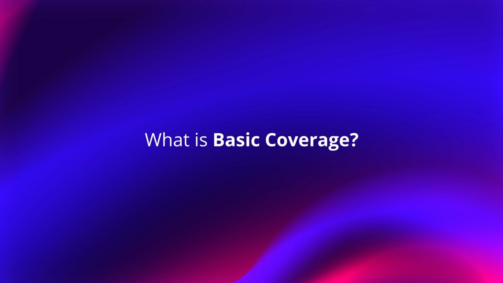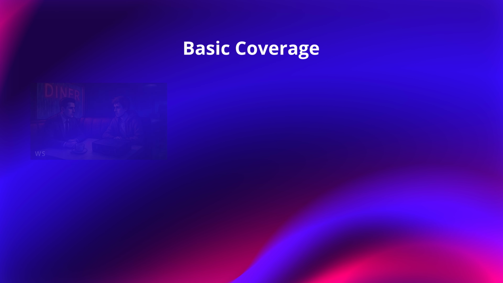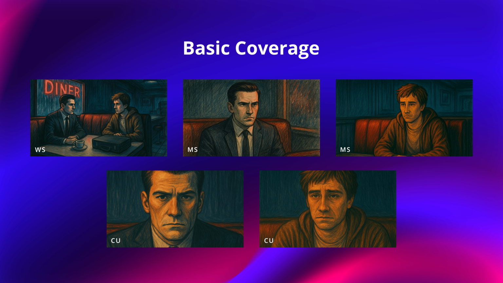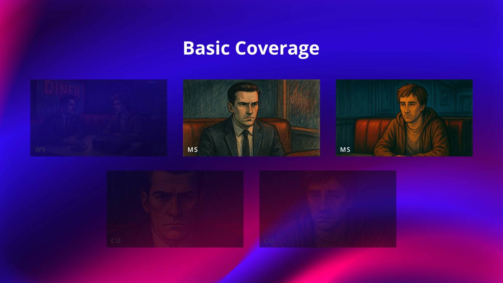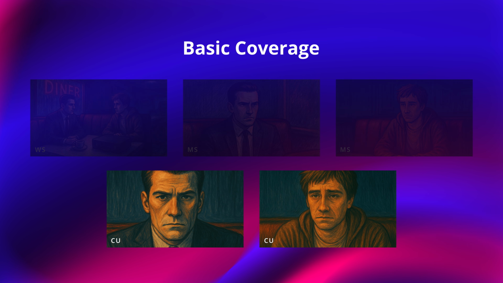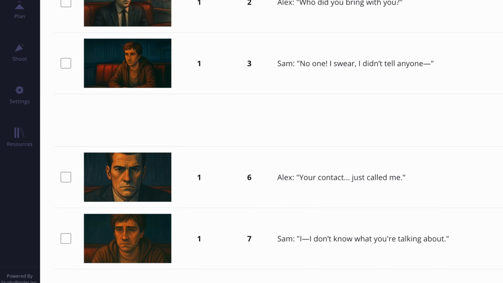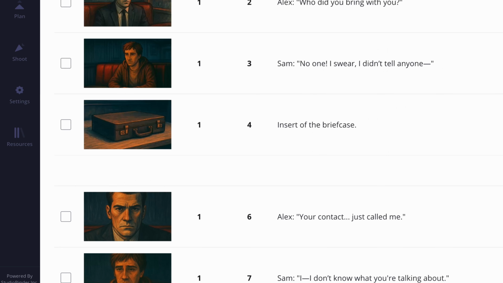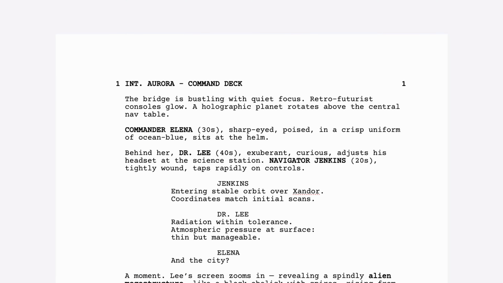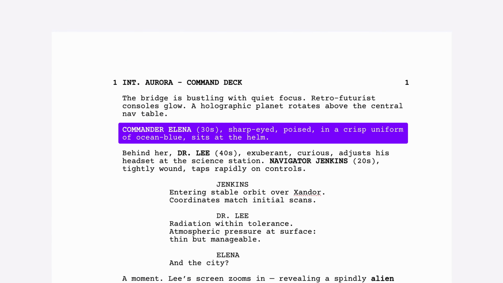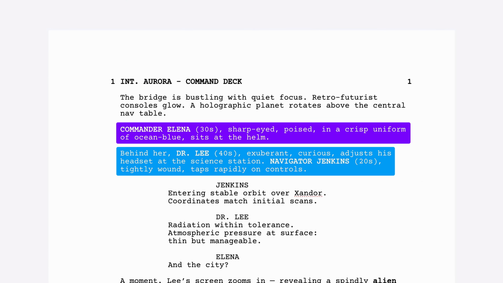What is basic coverage? Basic coverage refers to the essential shots you need to piece a scene together smoothly in editing. This typically includes a wide shot to establish the scene, medium shots for context, and close-ups for detail and emotion. Or will you need specific shots, like an insert of a key prop, or an over-the-shoulder shot to show perspective? Analyzing your script allows you to identify these shots ahead of time, so once you're on set, you know exactly what you need.